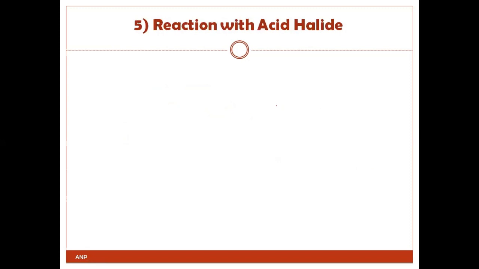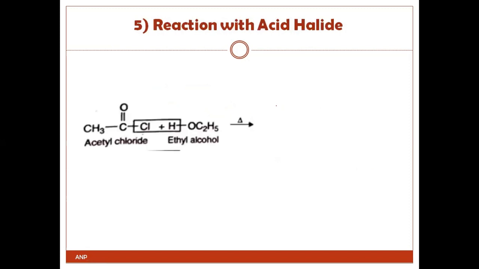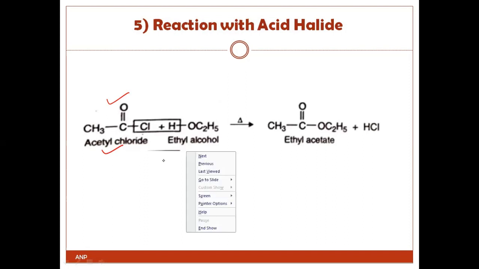Reaction with acid halide. In this reaction, acetyl chloride reacts with ethyl alcohol and gives ethyl acetate. Acetyl chloride is an example of acid halide. When acid halides react with ethanol, ethyl alcohol, it gives ester, ethyl acetate.